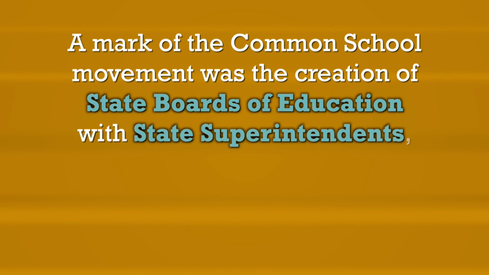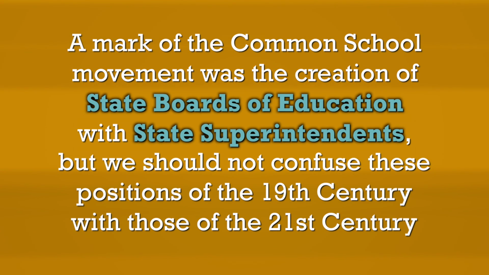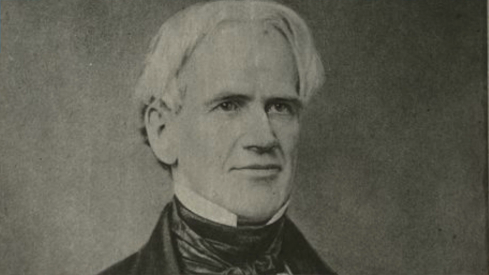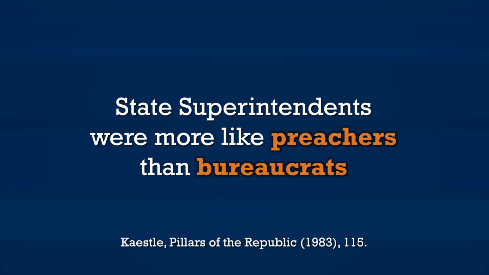A mark of the Common School movement was the creation of state boards of education with state superintendents. But we should not confuse these positions of the 19th century with those of the 21st. In the days of Horace Mann, State Superintendent of Massachusetts from the office's inception in 1837 through 1848, these state superintendents did not have nearly as much power, and they lacked the army of staff that now exists in most education offices. In the words of historian Carl Kaestle, state superintendents were more like preachers than bureaucrats. Rather than govern, superintendents like Mann observed and reported on the conditions of the schools in their state. But that isn't to say that they had no power.